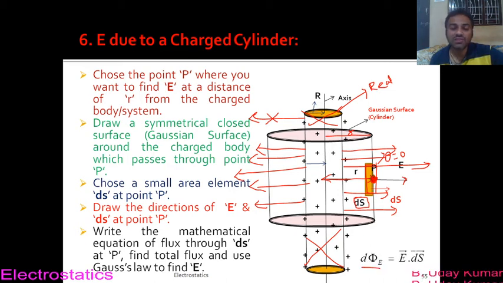So what is this d phi? The number of electric lines of force that are passing through dS. So a few electric lines of force will be passing through this dS, and that electric flux is denoted by d phi, which is the dot product of the electric field intensity at point P and the area vector at point P. So this mathematical equation gives the number of electric lines of force that are passing through dS.